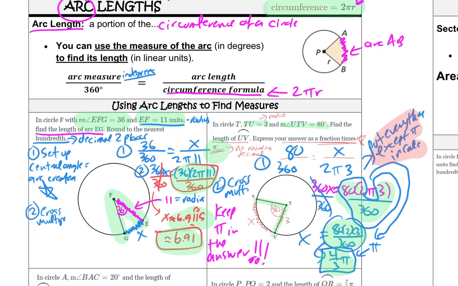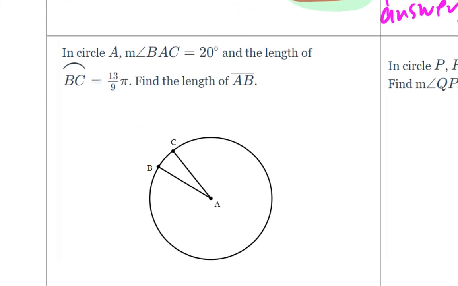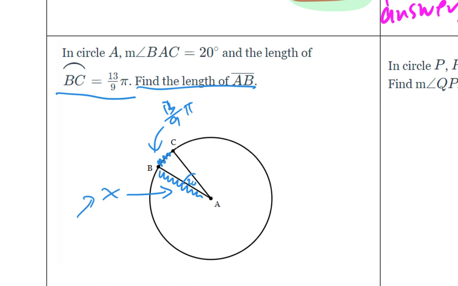All right, so now let's keep it moving. All right, let's look over here. I know it seems tricky, but you got this. All right, in this circle, the measure of BAC is 20. Okay, so BAC, that's 20 degrees, right? The length of BC, this arc, we say this arc is 13 ninths pi. Okay, find the length of AB. Okay, so AB, this is going to be X. That's our radius, right? That's our radius. That's what we need to keep in mind.